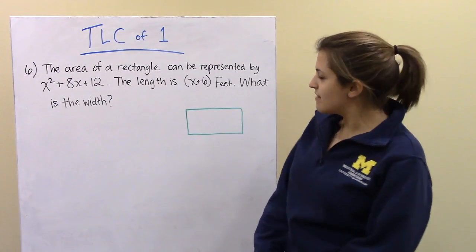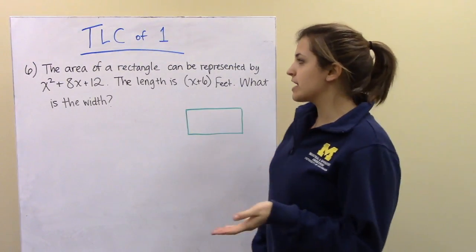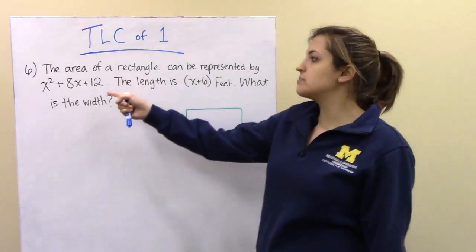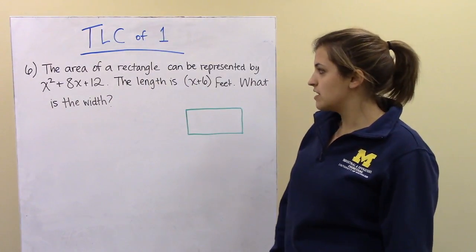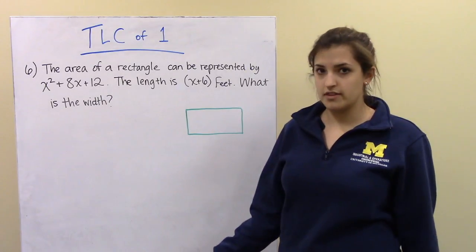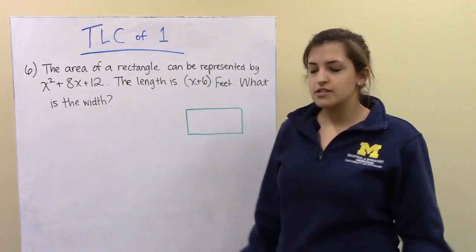All right, so what do we have here? We know that the area of a rectangle in square feet can be represented by x squared plus 8x plus 12. The length is x plus 6 feet. What is the width? Well, let's take a step back.